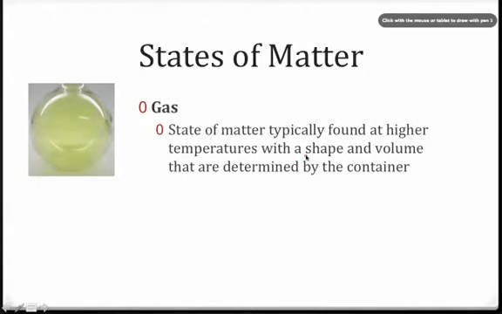Gases take on the shape and the volume of their container, so they have no fixed shape and no fixed volume. Gases pretty much occupy whatever they're placed in. Again, over on the left, we have a picture of a green-yellow gas. This is the gas chlorine, something very toxic and caustic, and one of the first chemical weapons used back, I think, in World War I.